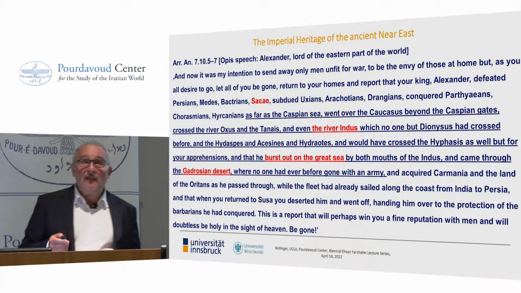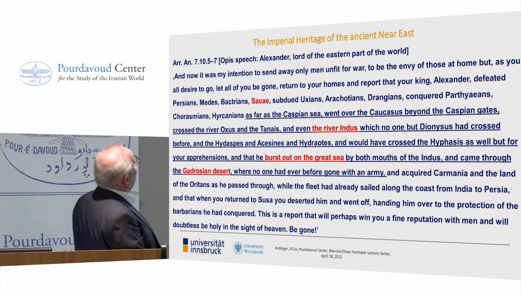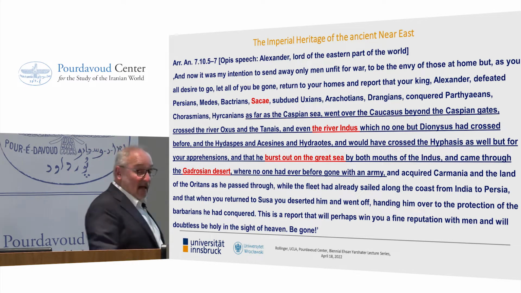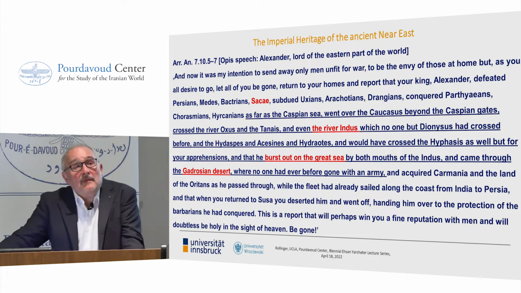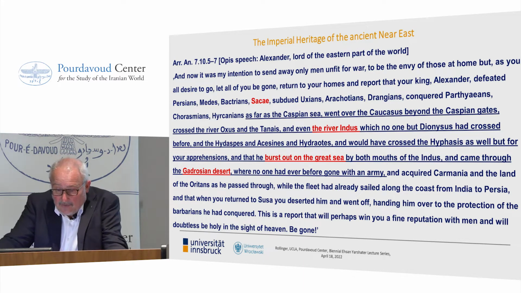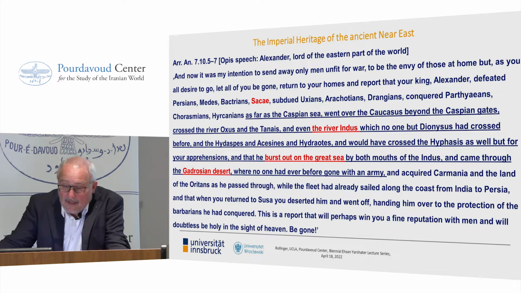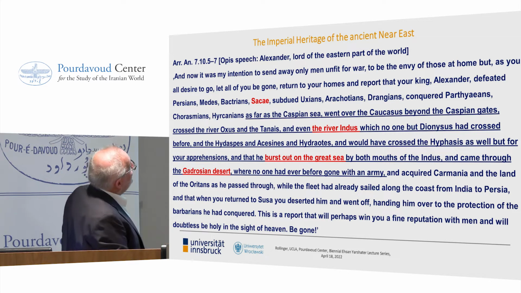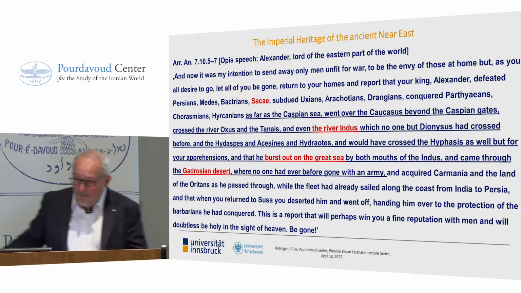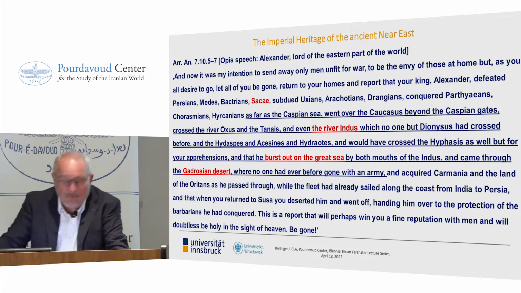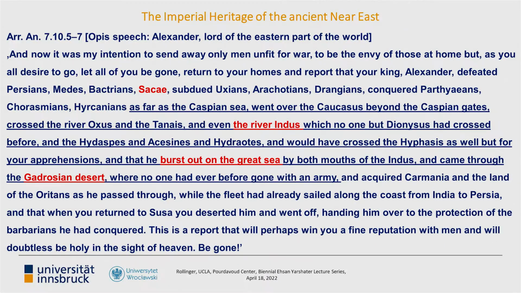I will just refer to 3 important passages from Arrian's Anabasis, where we gain important insights into this worldview. One is at the end of Alexander's campaigning, this famous Opis speech, where Alexander addresses his troops in the following words. I'm just going to read this important passage. And now it was Alexander's intention, excuse me, to send away only men unfit for war, to be the envy of those at home. But as you all desire to go, let all of you be gone.